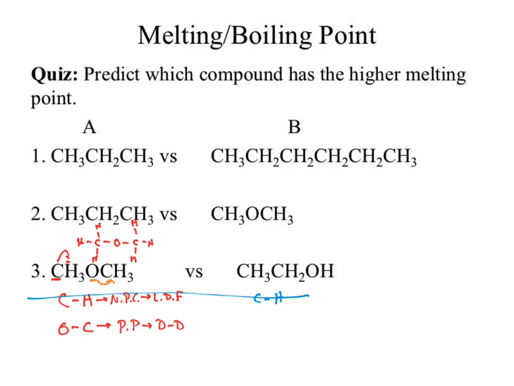And then oxygen to hydrogen. Oxygen to hydrogen is polar covalent, which means dipole-dipole, which then means hydrogen bonding. Which one's the stronger force, hydrogen bonding or dipole-dipole? Hydrogen bonding. Which compound has the higher melting point? B.